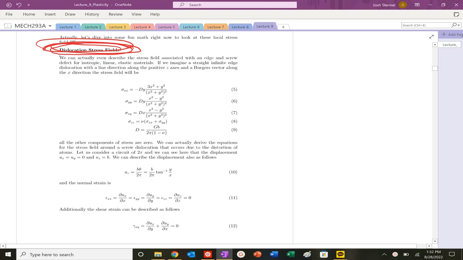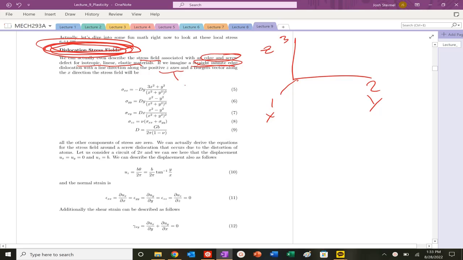So we've hinted a lot about stress fields around dislocations, but let's actually get quantitative here for edge and screw dislocations for isotropic linear elastic materials. So let's think about a straight infinite edge dislocation with the tangent vector along the positive z-axis, or the 3-axis here. And we can also think about the Burgers vector along the positive x direction as well.